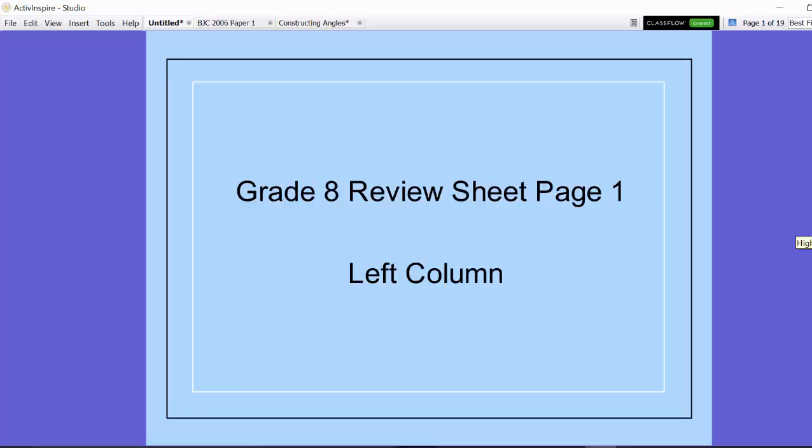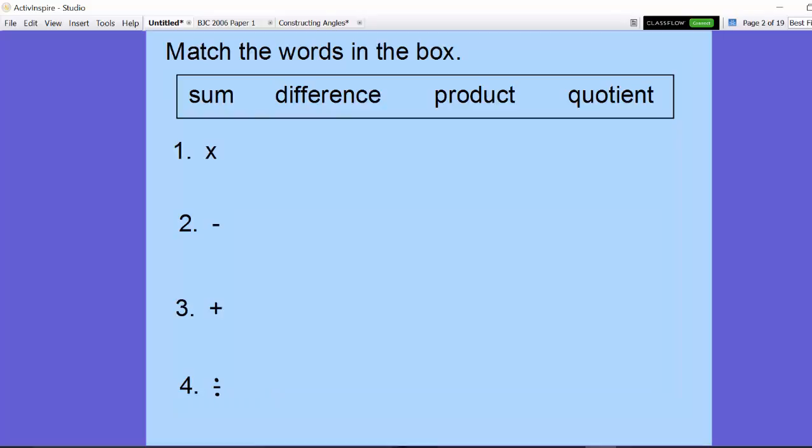We're going through the grade 8 review sheet. We're going to start on page 1. This is the left column, so all the questions in the left column. If you don't have a review sheet, it's not a big deal. The questions will come up. You can pause the video, solve the questions, work them out, and then play the video again to see the answers and test yourself. So let's start.